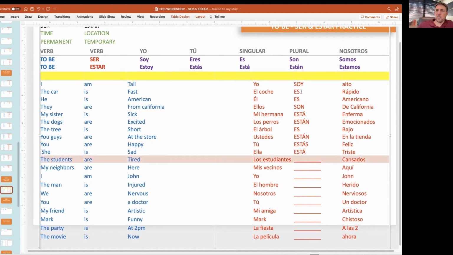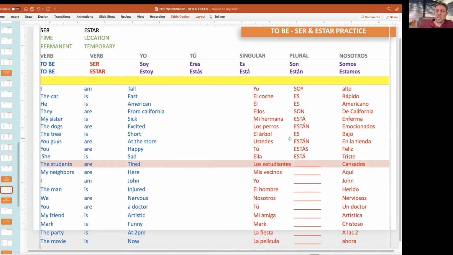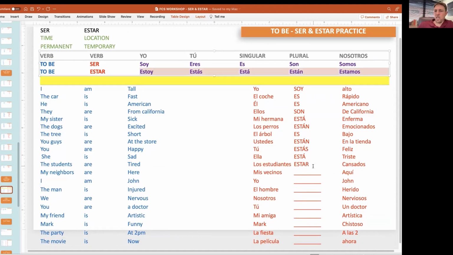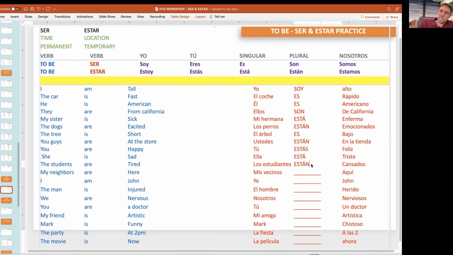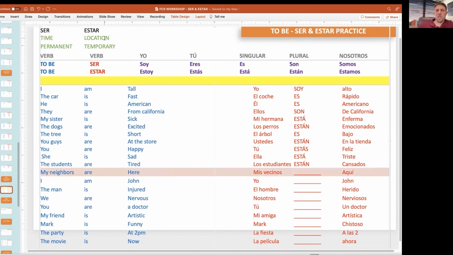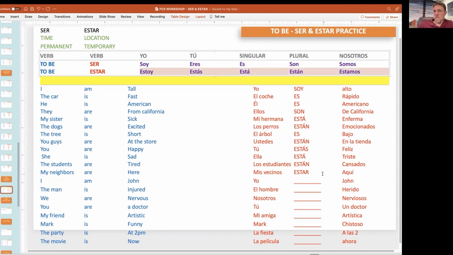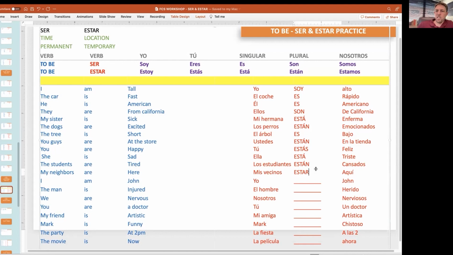The students are tired. Ser or estar. It's not time or location. It's temporary. Estar. And how do we conjugate it? Están. My neighbors are here. Is it time or location? It's location. My neighbors are here. So it's estar. How do we conjugate it? Mis vecinos están.